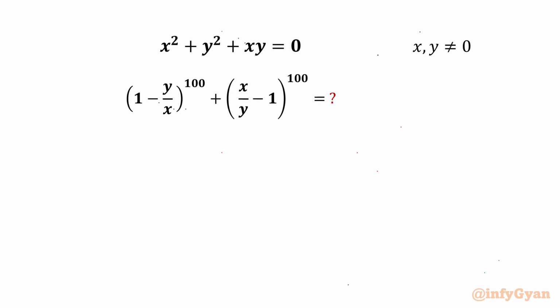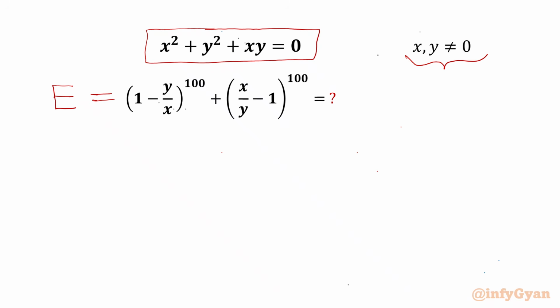Today in this video we are having another very interesting and challenging question from algebra. Here we have to evaluate the expression (1 minus y over x) whole power 100 plus (x over y minus 1) whole power 100. And the known equation is x square plus y square plus xy equal to 0, where x and y cannot be equal to 0. So let's get started by considering the required expression equal to E.